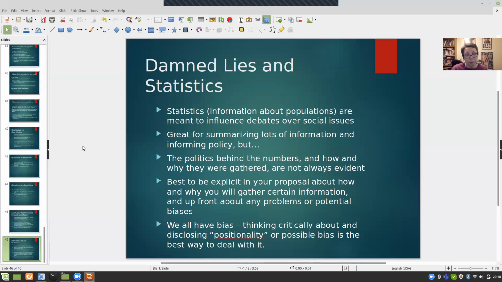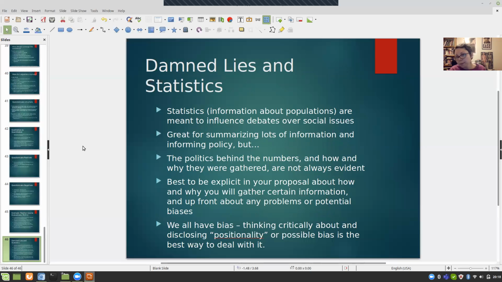And when you're writing your proposal, you need to go ahead and be explicit about how you're going to gather the information. And you need to be upfront about the problems and the biases that you might run into. So you have to really think hard about it. A lot of times we like to, you know, bias is such a dirty word in our society. You never want to be biased. We've always got to be objective.